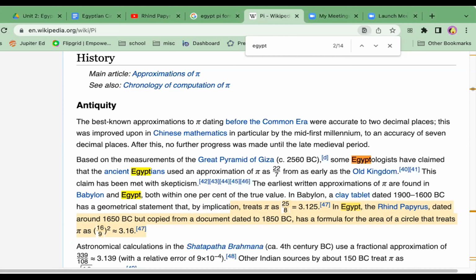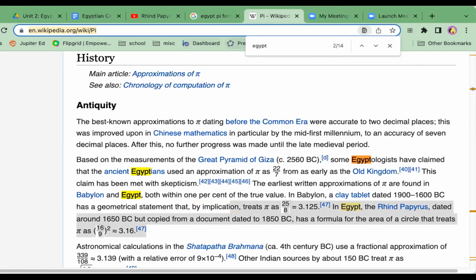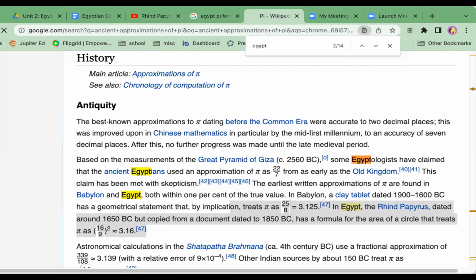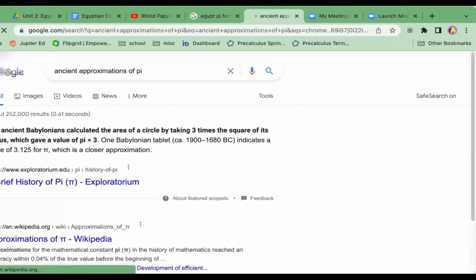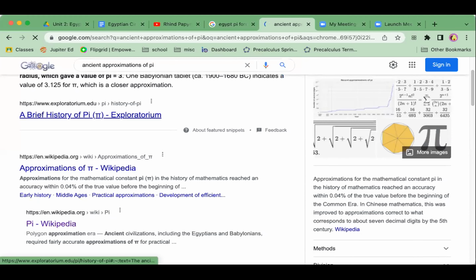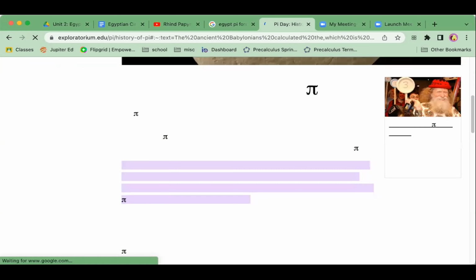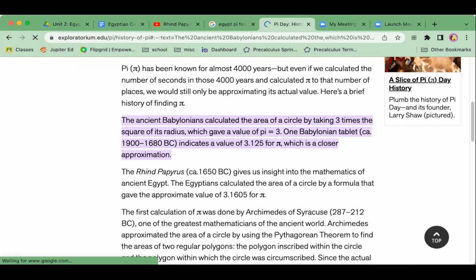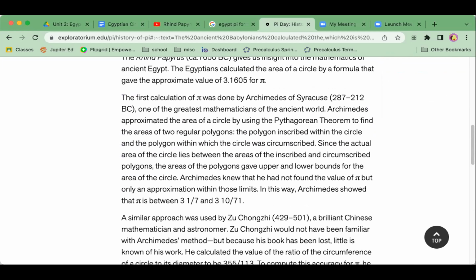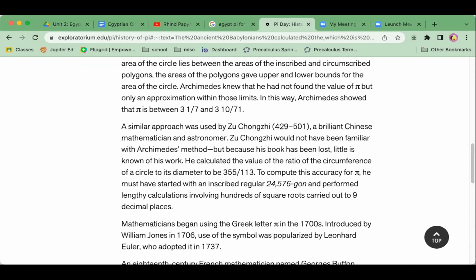And by the way, if I go elsewhere, ancient approximations of pi. A brief history of pi, explanatory. This is just some random one. Just want to show you that someone's going to say that the Egyptians calculated the area by a formula that gave the approximate value of 3.1605 for pi. This is not true. So let me tell you what is true. Let me go back to the iPad.